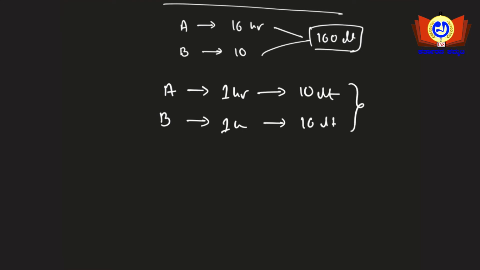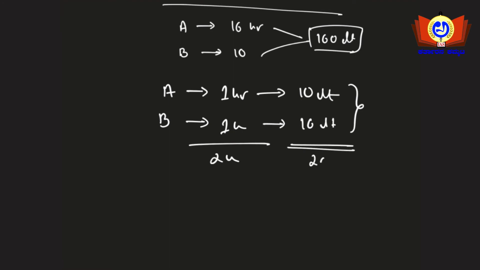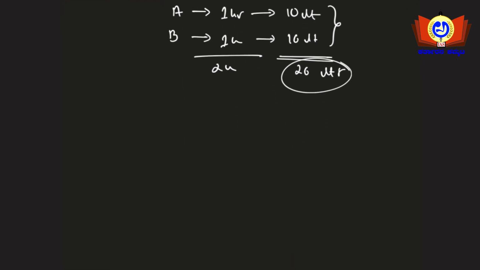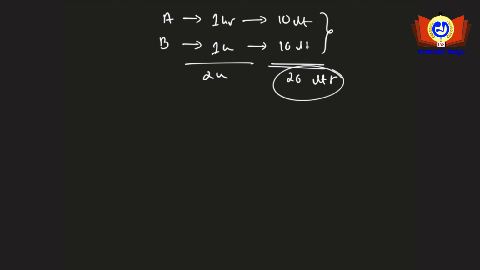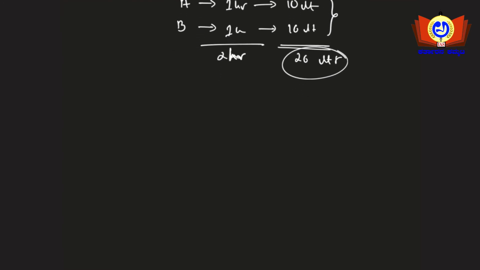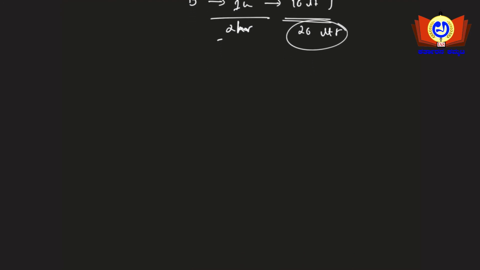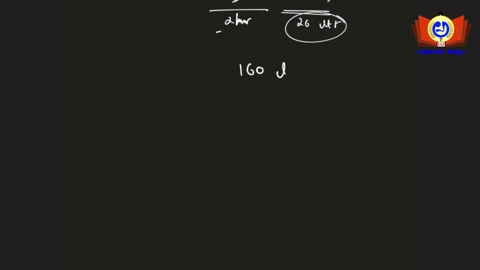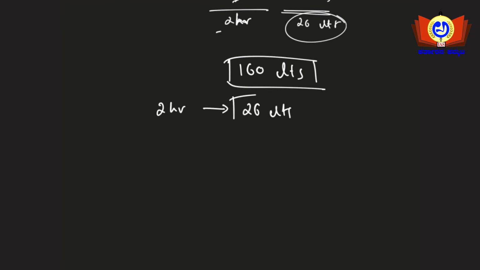So in 2 hours, how much of the tank will be filled here? 26 liters. 26 liters is the capacity that will be filled in 2 hours if pipe A and pipe B are opened alternately. For 2 hours we are calculating here, not for 1 hour. This caution you need to take here, right? So what is the total capacity of the tank? 160 liters. For 2 hours, 26 liters will be filled in the tank.